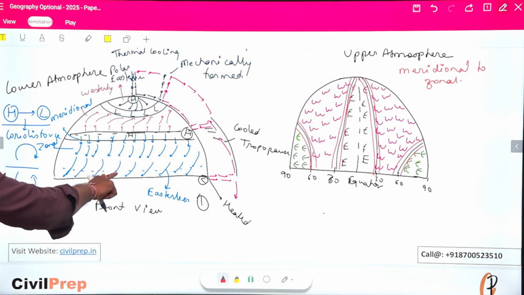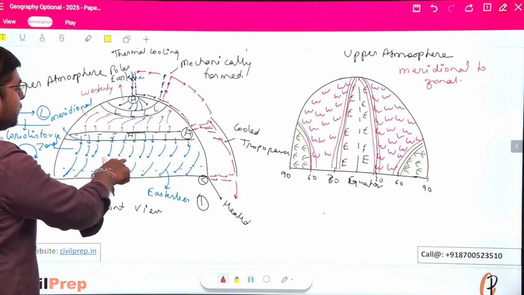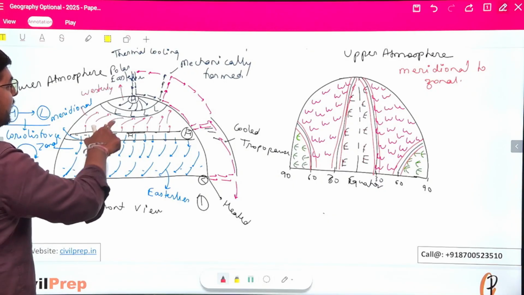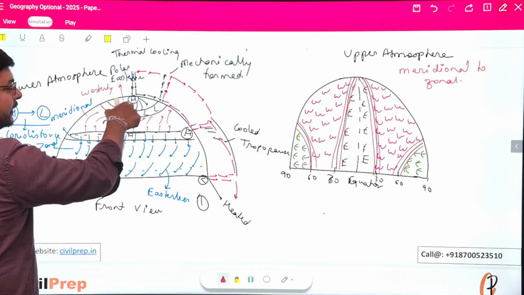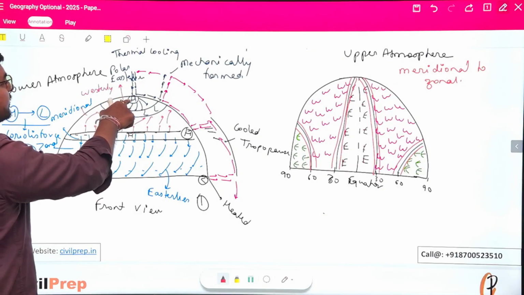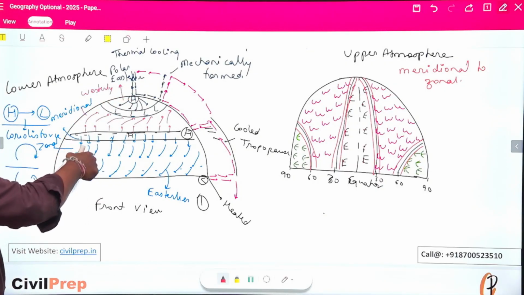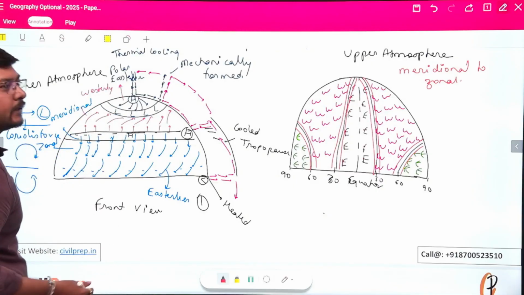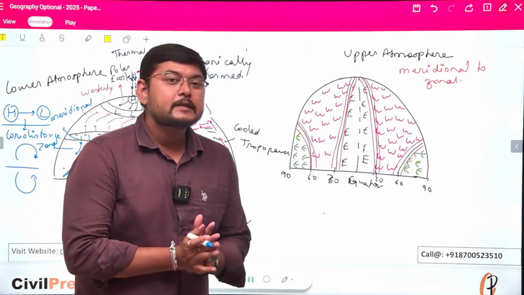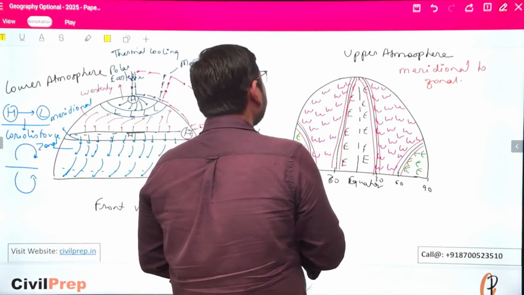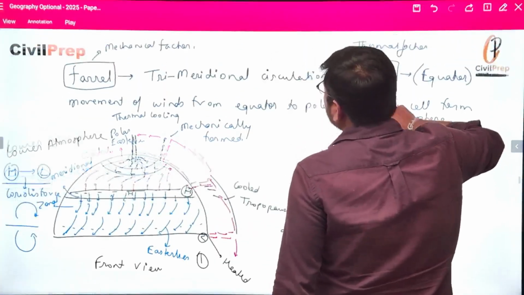For example, here we'll be seeing that it is meridional to zonal. Here also we'll be seeing that after nearly subsiding, they become meridional to zonal. Then they start moving in the same latitudinal or same cell region here. Okay, now looking at the question part again.